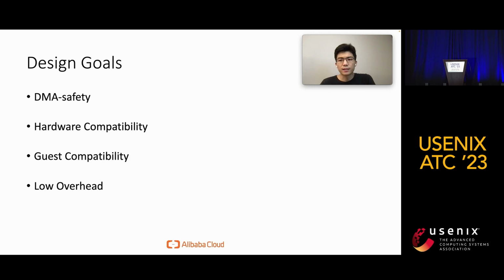Based on the above analysis, we have derived the design goals of our solution. It should be DMA safe so that memory reclamation and passthrough can coexist. It should have hardware compatibility and guest compatibility to make the solution easy to deploy to existing systems. It should have low overhead. This not only decreases the hypervisor's reaction time for memory requests and enables the hypervisor to make more aggressive reclamation decisions, but also limits the performance impact on the VMs and guarantees a high service level objective.